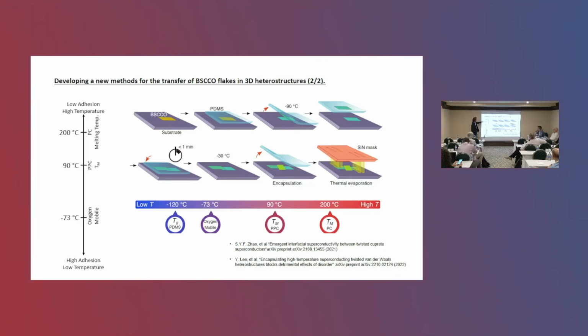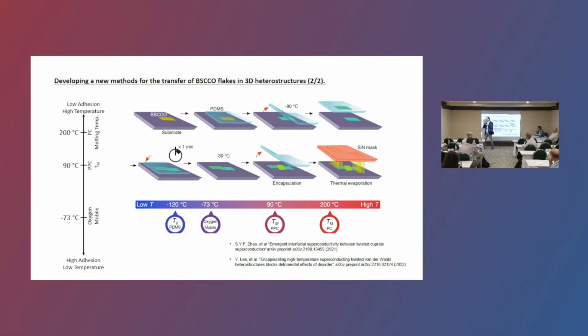However, the PDMS has the special property that this kind of glass transition occurs at minus 123 Celsius. So counterintuitively, the PDMS becomes more liquid-like the lower you go in temperature. Of course, it's still a solid, just with a very tiny soft behavior. And so it turns out that you can use the PDMS, lower the temperature in an inert atmosphere to about minus 100 Celsius, and you can tear apart two flakes.